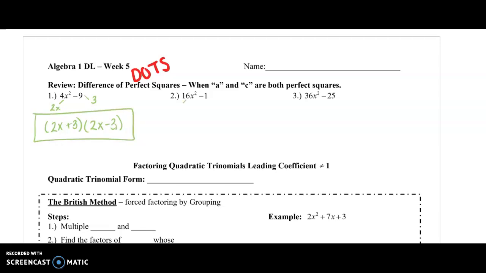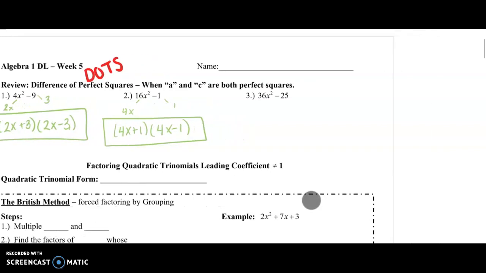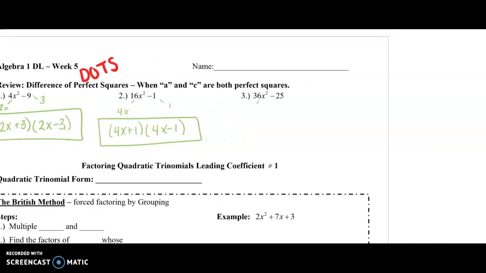For number 2, the square root of 16x squared is 4x. The square root of 1 is just 1. So we would have 4x plus 1 times 4x minus 1. Last one, the square root of 36x squared is 6x. The square root of 25 is 5. So 6x plus 5 times 6x minus 5. And again, it doesn't matter if you did the subtraction first and then the addition. You could have made it 6x minus 5 times 6x plus 5. Either way, you were going to end up with the same answer.